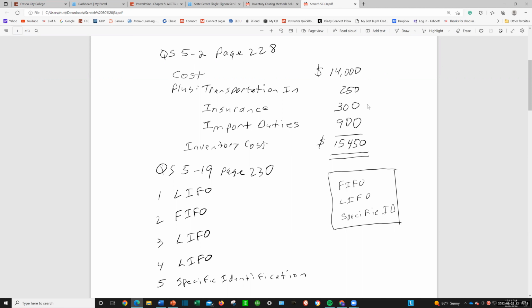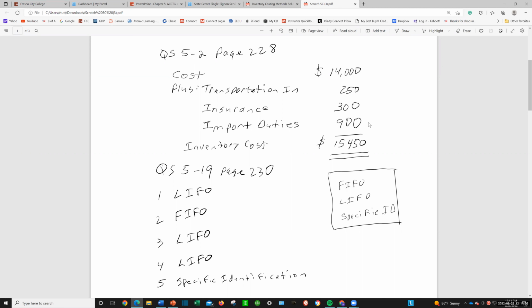Okay. How about shipping insurance? Yeah, while it's in transit, that would be an inventoriable cost. Put that in, $300. How about the $900 for car import duties? This must be an exotic car or something from overseas. Okay. Yeah, import duties, those are the taxes for doing that. That's going to add to the inventory cost. How about the $150 for advertising? No, that'd be advertising expense. It's not an inventoriable cost.